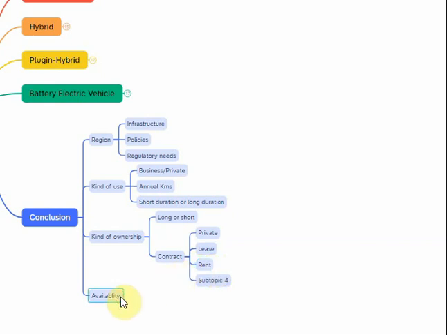The final topic is availability. Of course, the rate of implementation or adoption is not the same in all regions, or even among different manufacturers. So please also consider the availability and the support that you require, especially when you consider your battery electric vehicle or internal combustion vehicle decision.